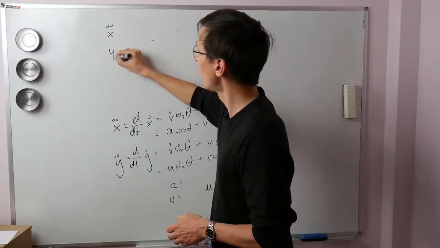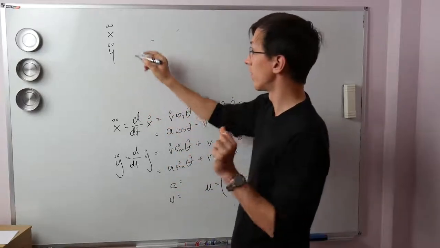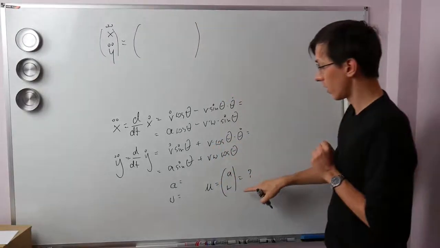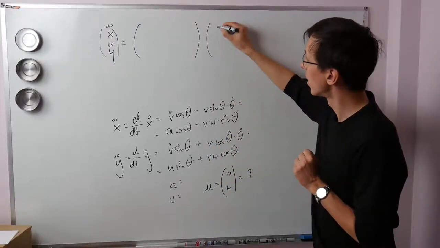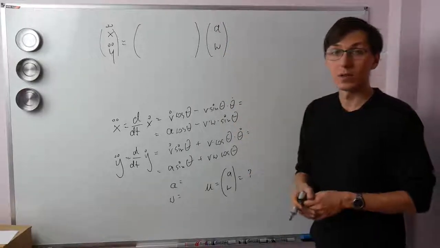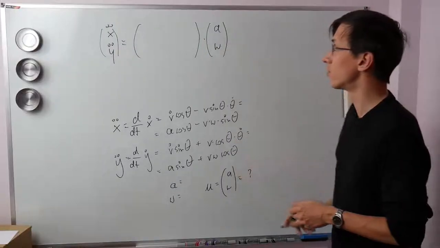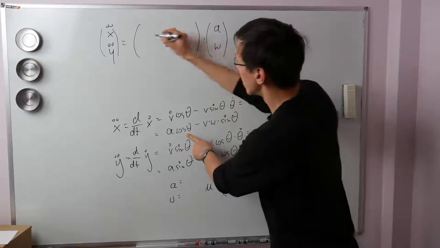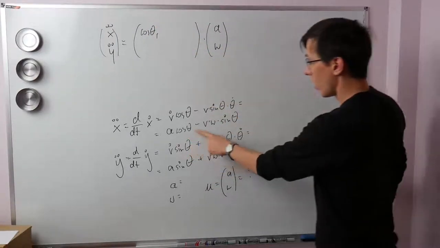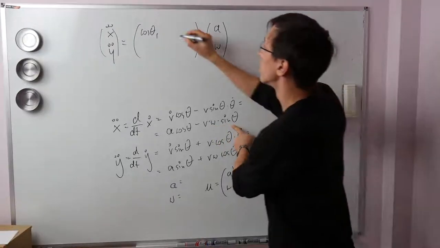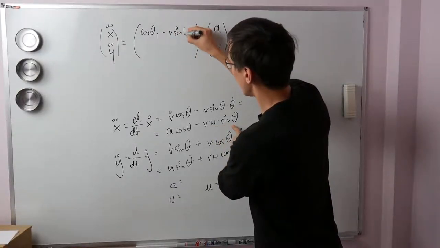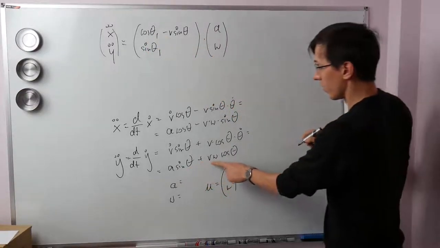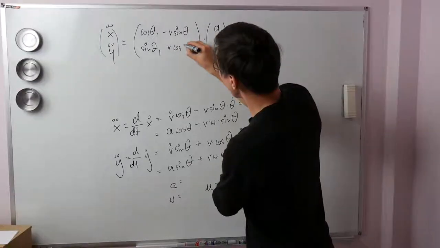X and Y, right now of the robot, not of a reference trajectory, together are. And let's clean it up so it looks like this. Okay, so I am putting it after the matrix multiplication. That means inside this matrix there will be A times cosinus, cosinus, minus V omega sinus, minus V sinus, A sinus, sinus, V cosinus, V cosinus.